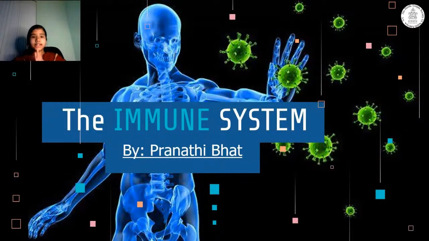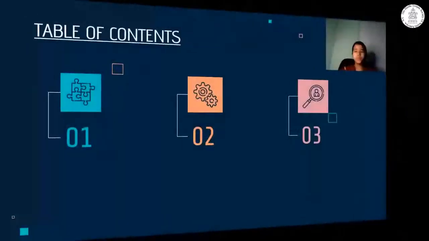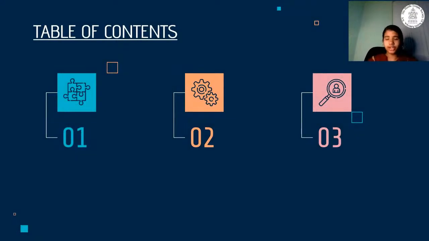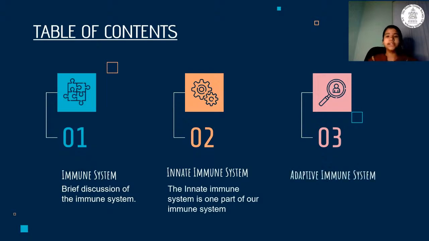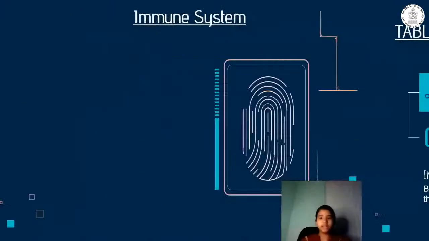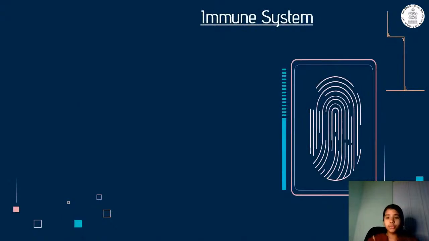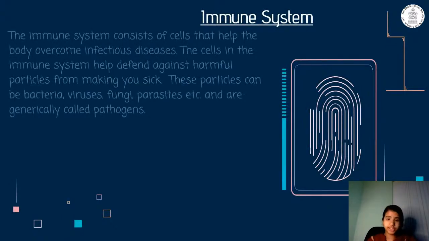Namaste everyone, my name is Pranati Bhatt and today I will be covering the immune system in this presentation. I hope you enjoy. This presentation will be covering three aspects. The first aspect will be the immune system in general. The second and the third will be divided for the two parts of the immune system, the innate immune system and the adaptive immune system.